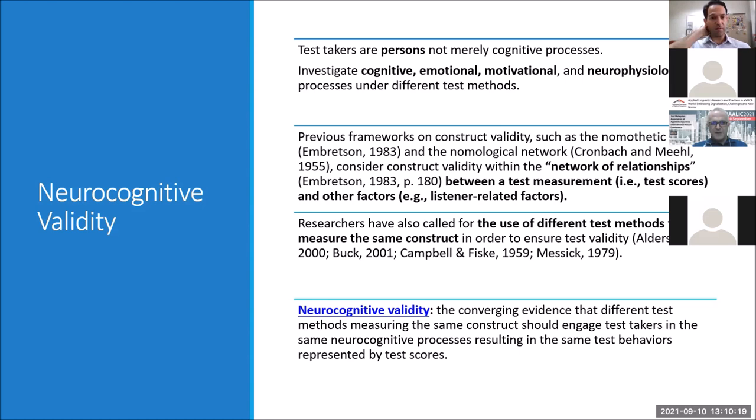What we are proposing here is the concept of cognitive validity rather than construct validity. And we can argue that it rests upon the same principle, a network of relationships. So it refers to the converging evidence that different test methods measuring the same construct should engage test takers in the same neurocognitive processes, resulting in the same test taker behavior represented by test scores. I hope this definition is clear.